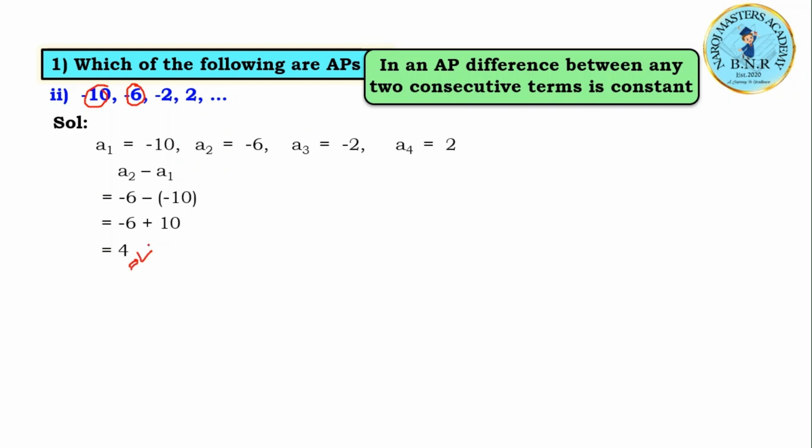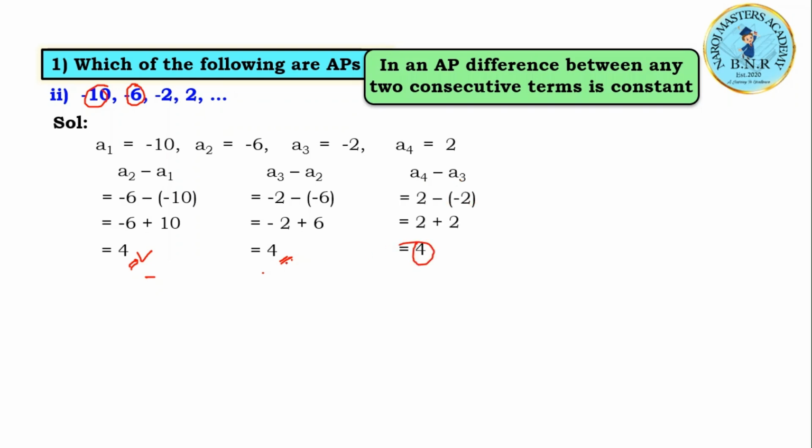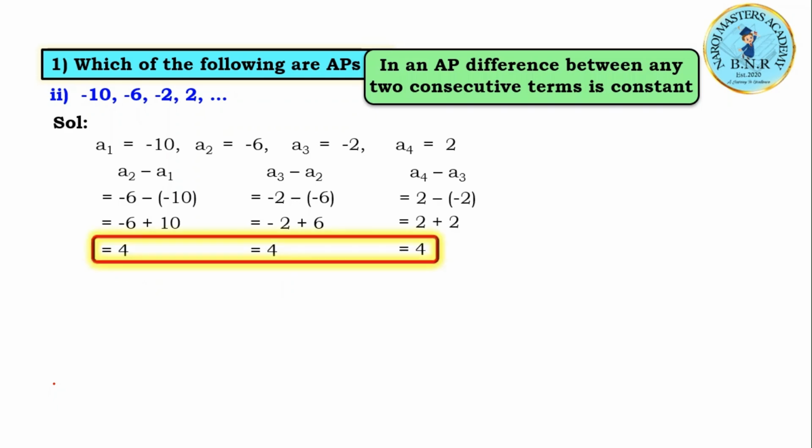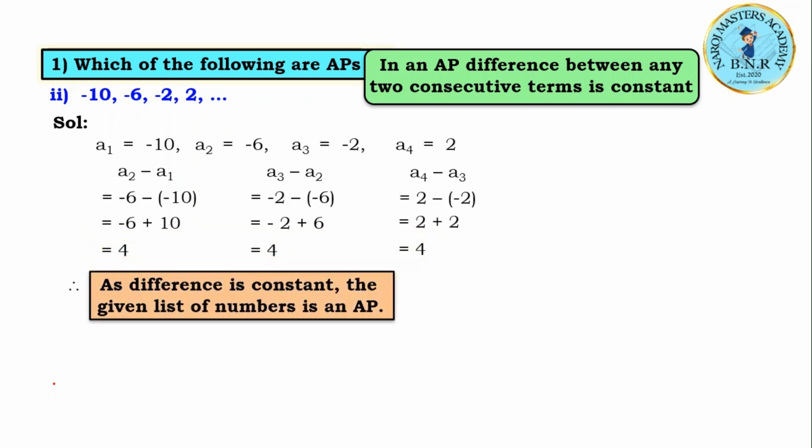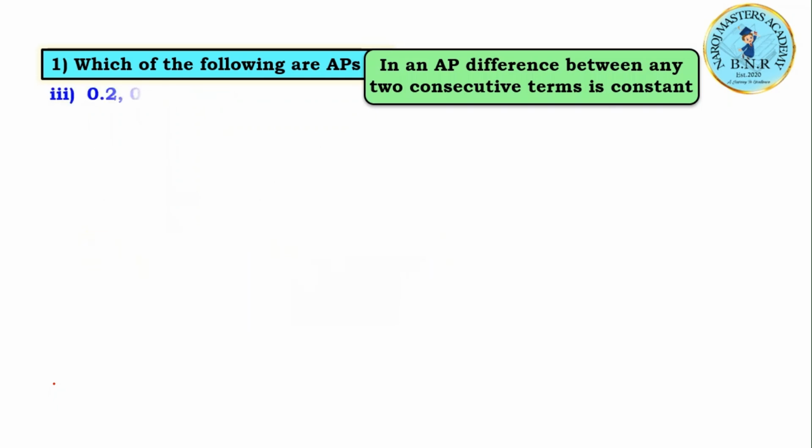Is it right? Now the next two terms: minus 2 minus of minus 6. Minus 2 plus 6 equals plus 4. So here the difference is the same. Now check the third one, A4 minus A3: 2 minus of minus 2, 2 plus 2, 4. So here we can say that the common difference is the same throughout the series. As the common difference is the same, we call the given series an AP. As the common difference is constant, the given list of numbers is an AP.